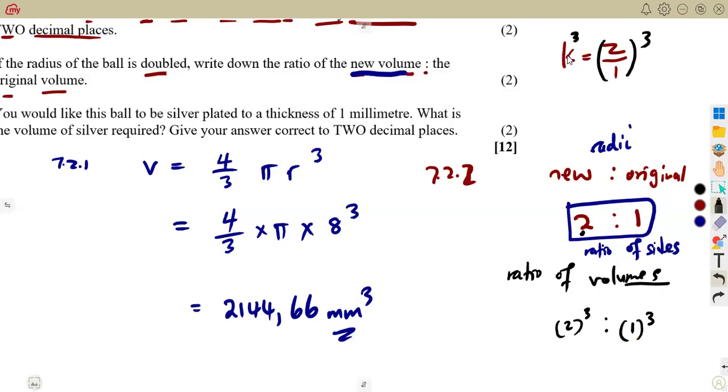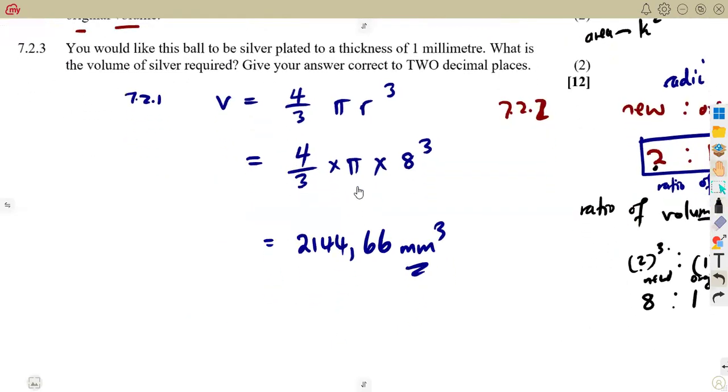Now we talk of volume. If it was area, K squared, that is how you have it. You raise to the exponent of 2. To the exponent of 3 is what? Volume. So 2 to the power of 3 is 8. 1 to the power of 3 is 1. So this is the ratio of volumes now. The new one to the original one. Just like that.